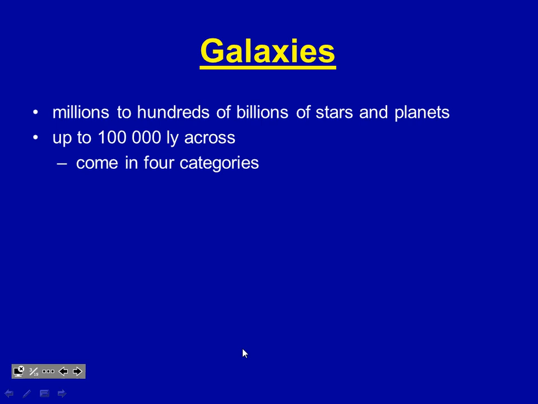They can be 100,000 light years across. Our galaxy is on that scale. We are in a fairly large galaxy. And they come in 4 categories, and I left it blank there because my next slides are going to describe the categories.